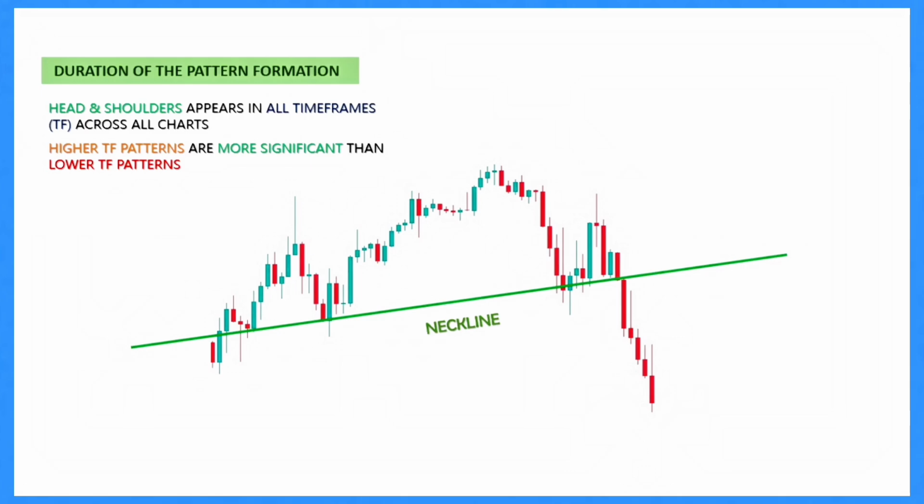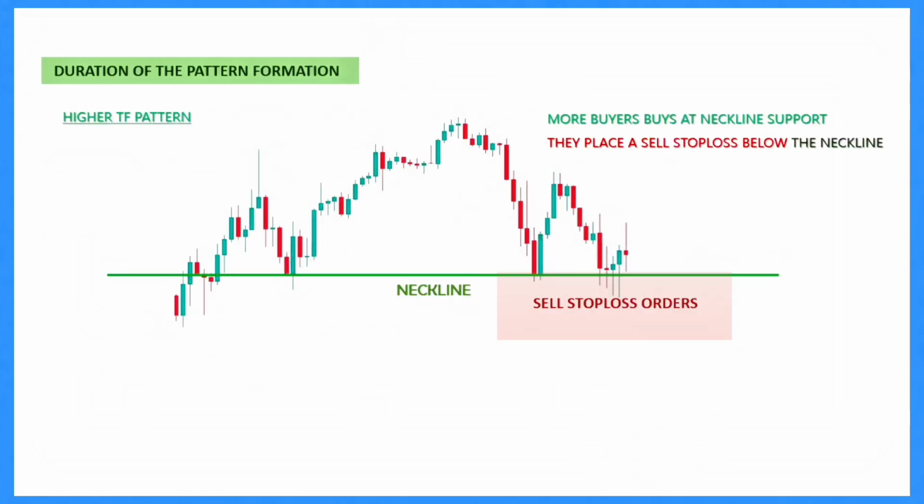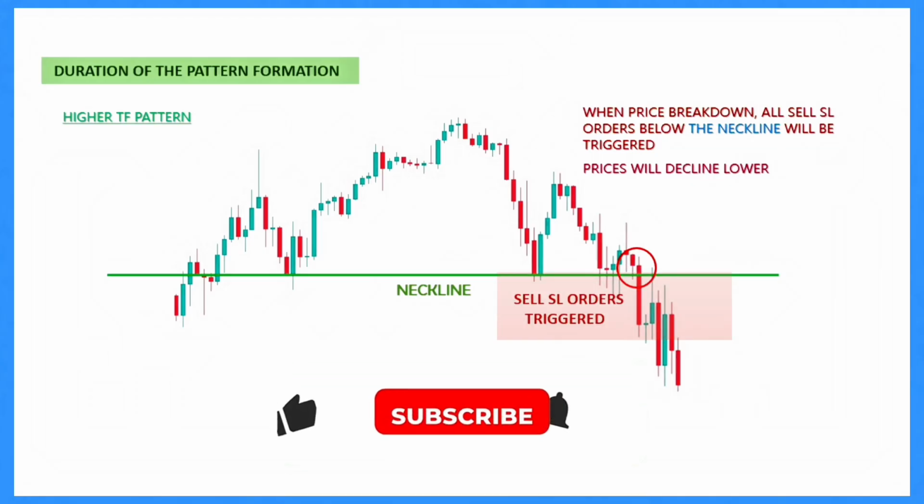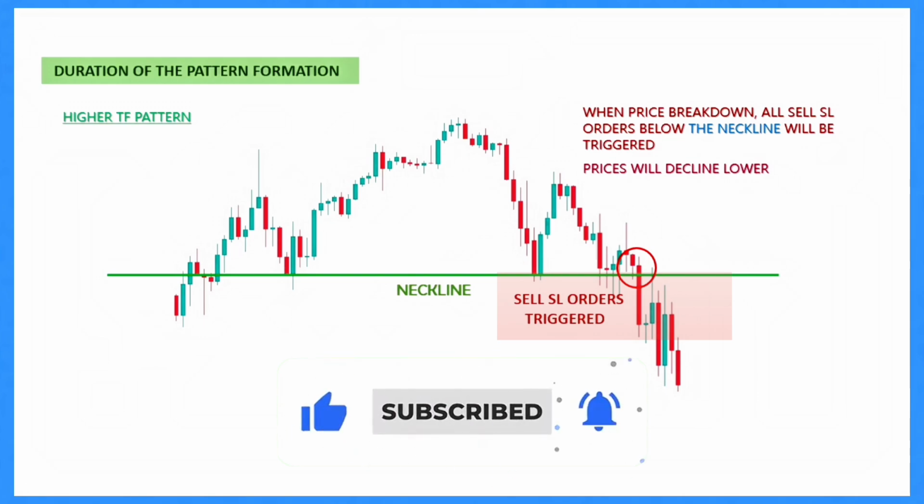Now you might be wondering, why is that? Because when the market breaks the neckline of a 200-day pattern, there are far more traders who would have entered buy positions near that support area, and most of them will have their stop-loss orders placed just below the neckline. Once that neckline breaks, all of those trapped buyers will either exit their trades manually or their stop-loss orders will be triggered automatically, which adds massive selling pressure to the market.